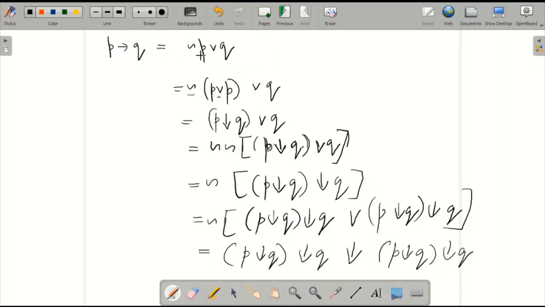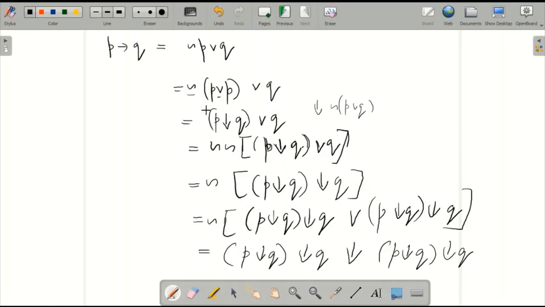P conditional Q formula is negation P or Q. What I did is, for this negation P I wrote it as P NOR P. This and this will give you P NOR Q, and OR Q as it is I wrote. Now, OR is this, I should replace. So I need one negation to apply this particular symbol, and then it should be P or Q, something like this. But I don't have this negation, so I cannot apply it.